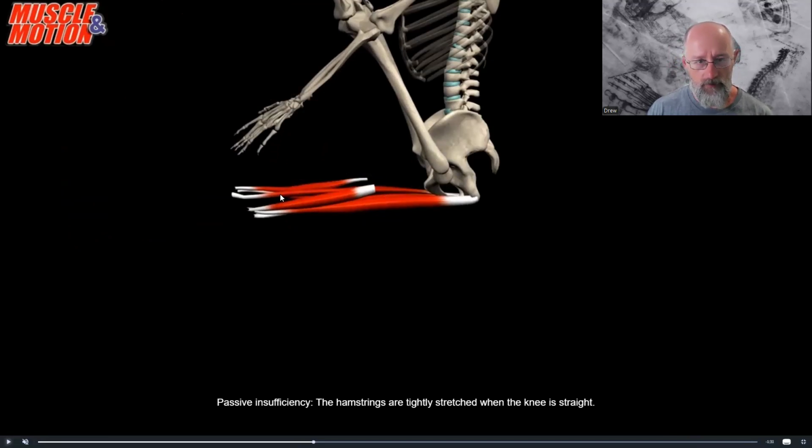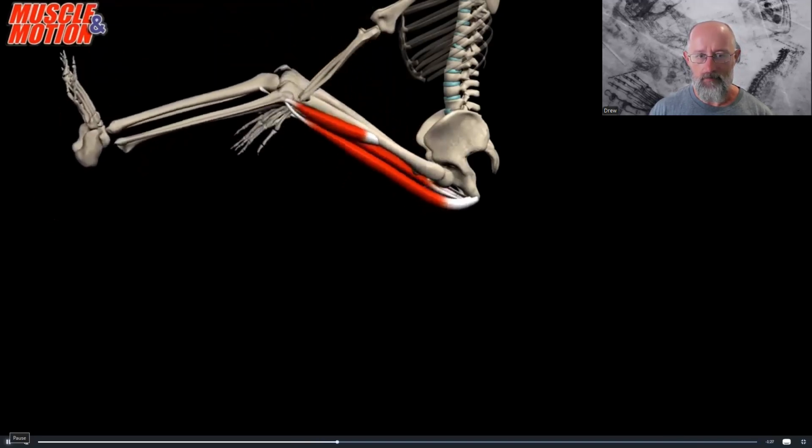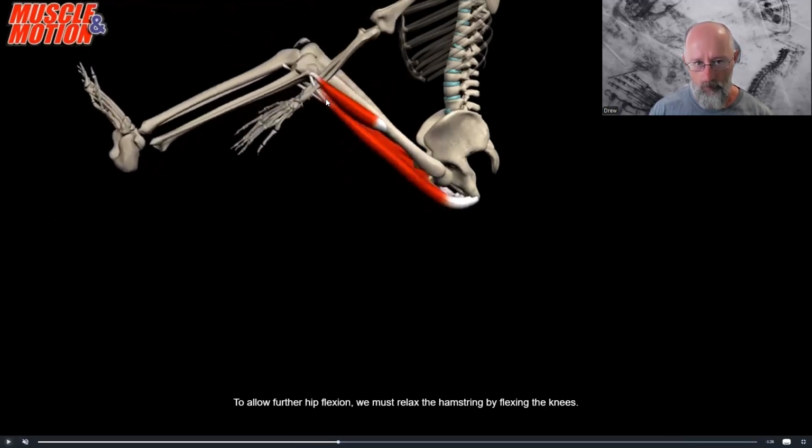So here, for you to get that full range, you'd have to be able to get that hamstring to lengthen further to accommodate that range of movement. That would be passive insufficiency. If you're trying to get your leg up onto your chest, but your hamstrings are too tight, then you're not going to be able to make it, and you're going to have to compensate somewhere else. So you've got an inability to complete the full range of movement. Here, what happens is the knee bends. That takes tension off that hamstring, and that allows you to bring the knee up closer to your chest.